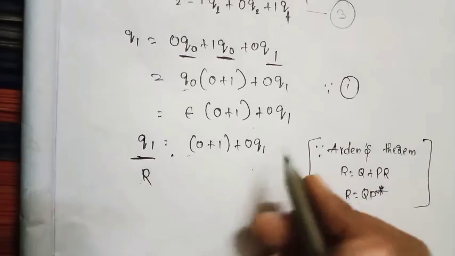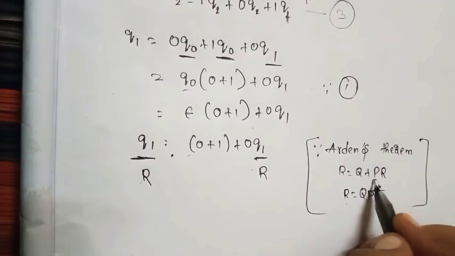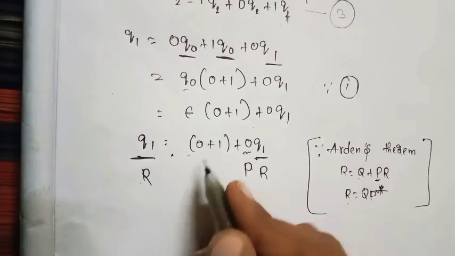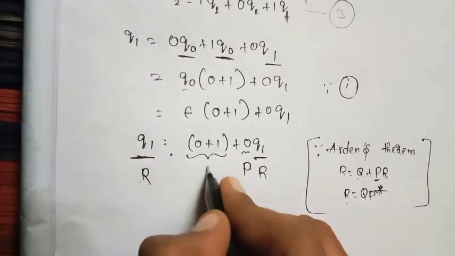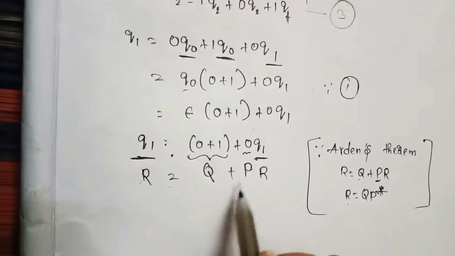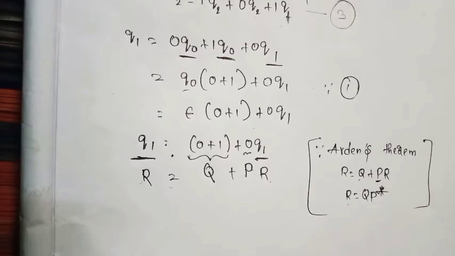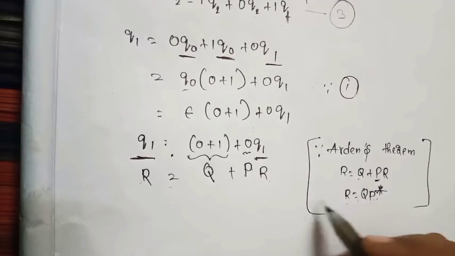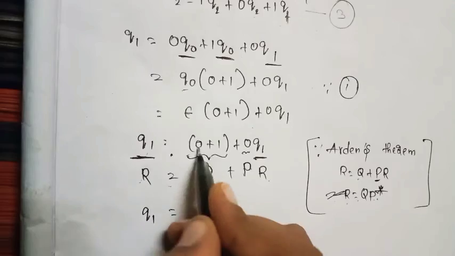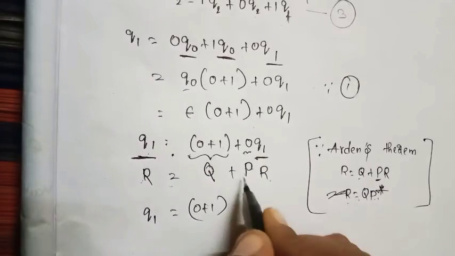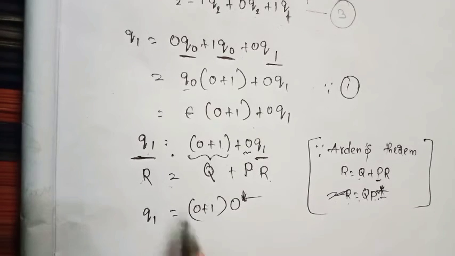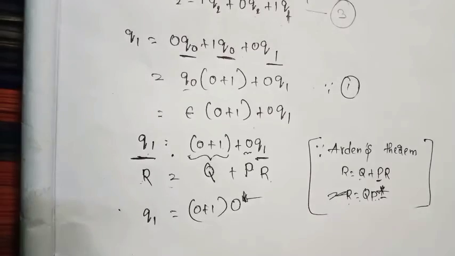Here P we have, just assume it as P. Then what is Q? The remaining thing whatever we have, we just consider it as Q. Now it is in the form R equals Q plus PR, so we write it as R equals QP star. That means q1 in place of R, in place of Q it is 0 plus 1, and P is 0, so 0 asterisk. This is the required regular expression that we got.